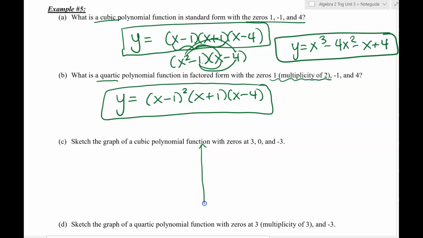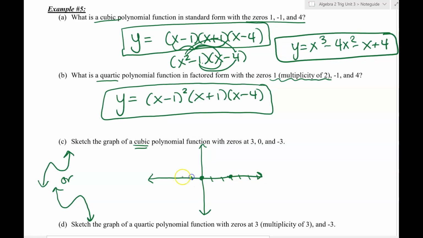Part C says to sketch. When they say the word cubic, I have this in my head. Because they don't give direction, end behavior, or the lead coefficient, you could sketch it as a reflection of a cubic as well. And we have zeros at 0, 3, as well as -3. And so if I sketch a cubic through those zeros, I could get something like this.